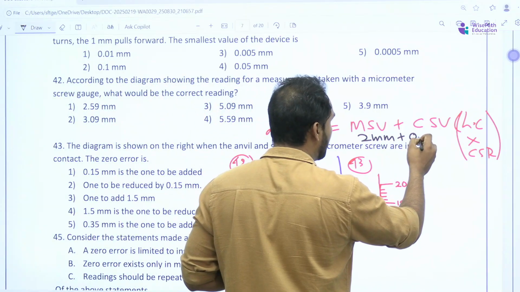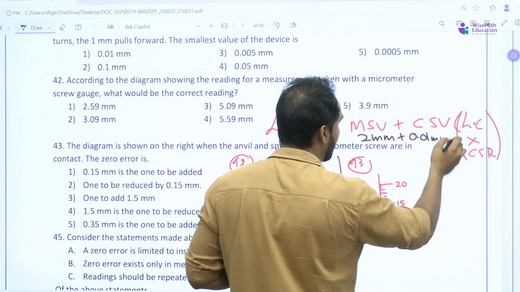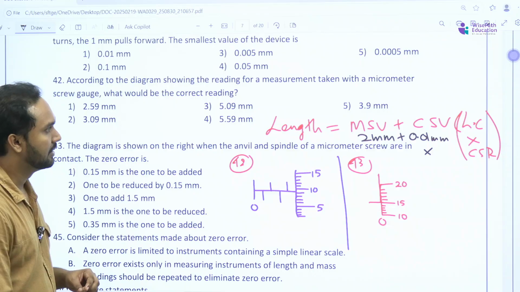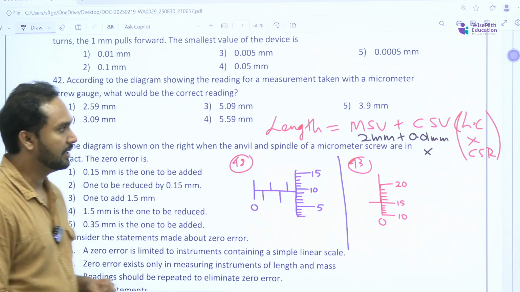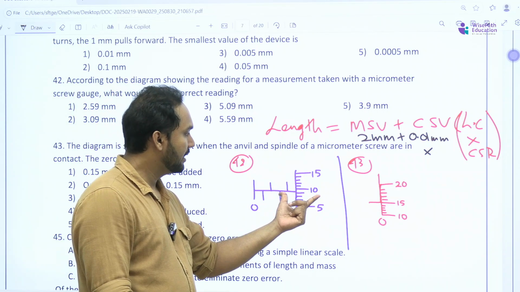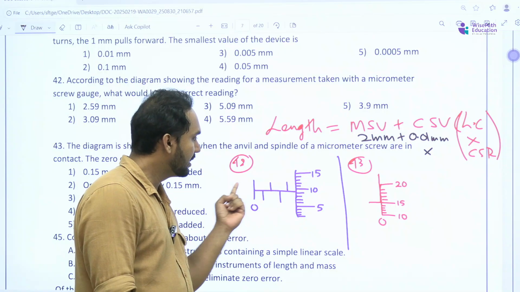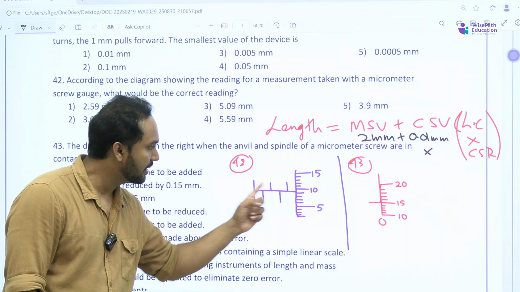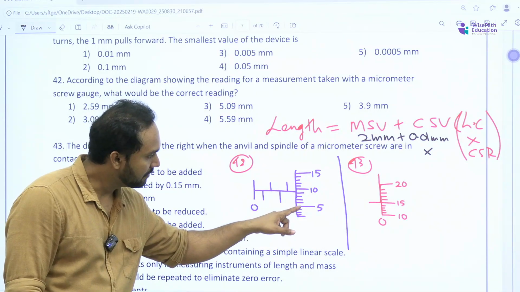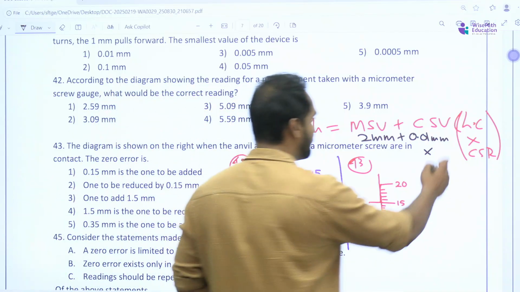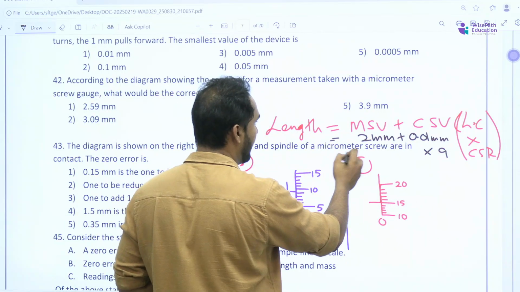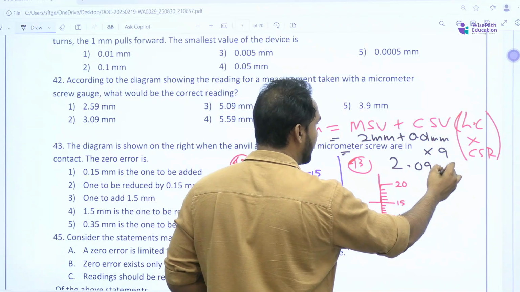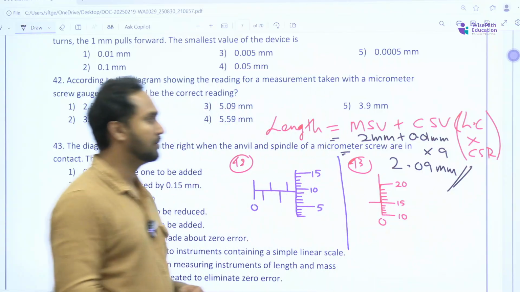So you take 0.01 millimeter because no least count is given, right? Multiplied by CSR. CSR is the circular scale reading, right? Now the circular scale reading is the line which is directly aligned with the midline in the main scale. The line directly aligned with the midline is 5, 6, 7, 8, 9. That is the ninth line. So you multiply it, add it, and we get the answer. That is 2.09 millimeters, right? Now this is the answer, 2.09 millimeters.